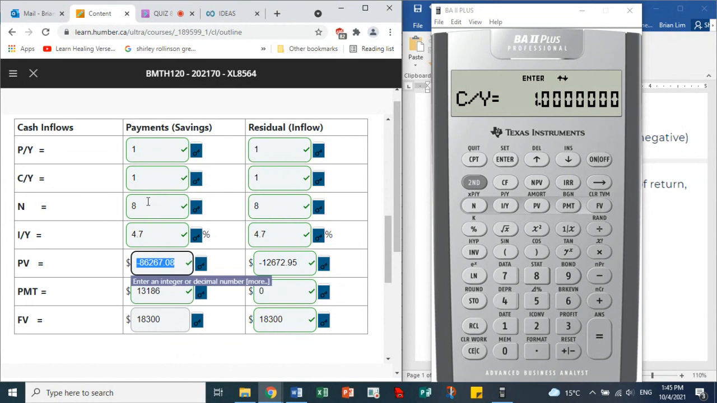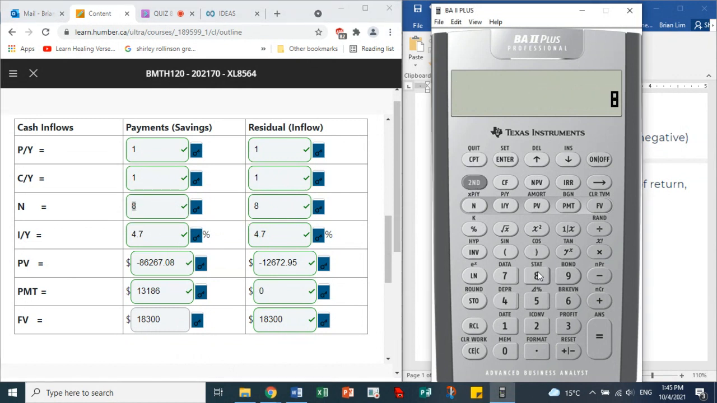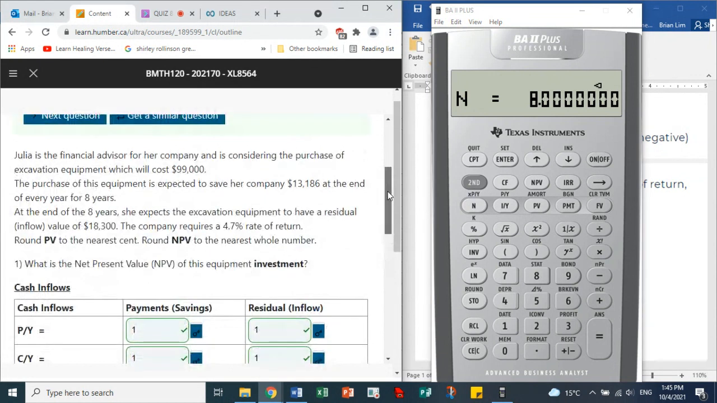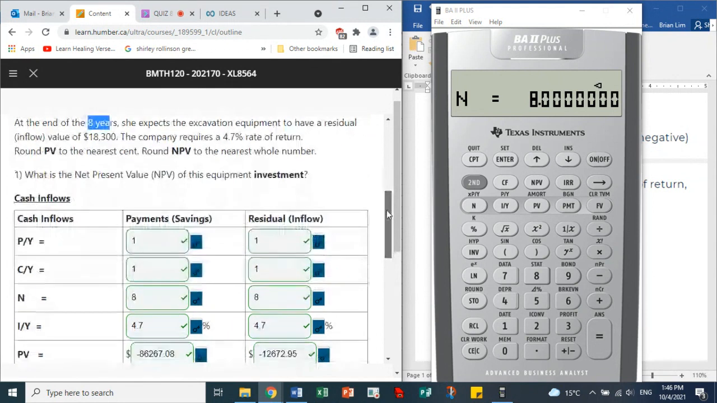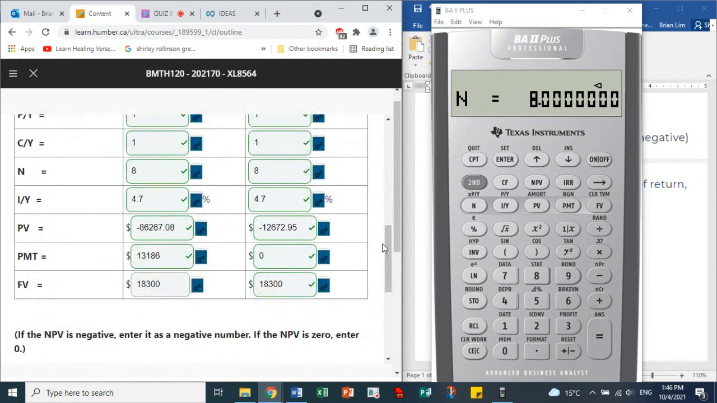All right, so now it's 8 years. So if we do put in 8 years, we get second N, and we do get the 8. If you're wondering where the 8 was coming from, it was right up here. At the end of 8 years, there was 8 years for the payments and 8 years for the residual value. All right, so that is all done. Now 4.7, we can just recall it, and it is 4.7.